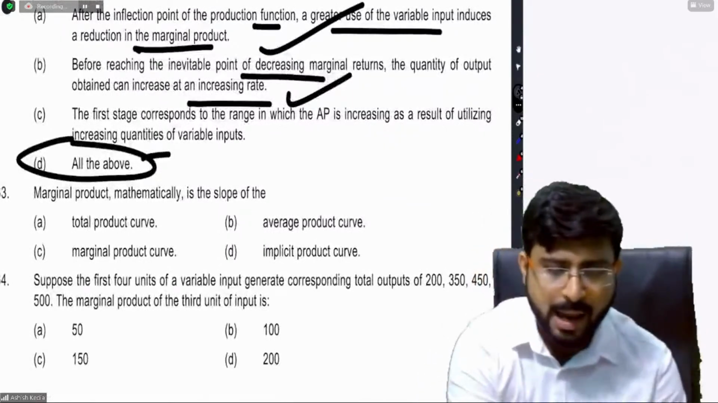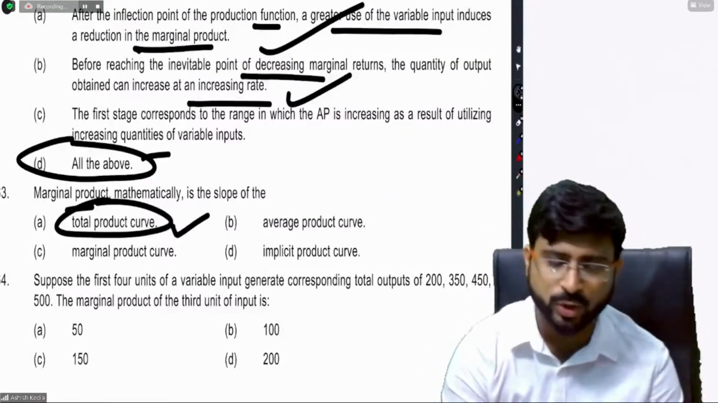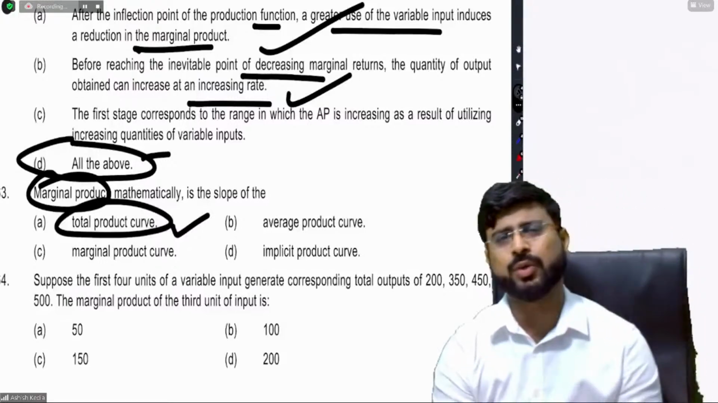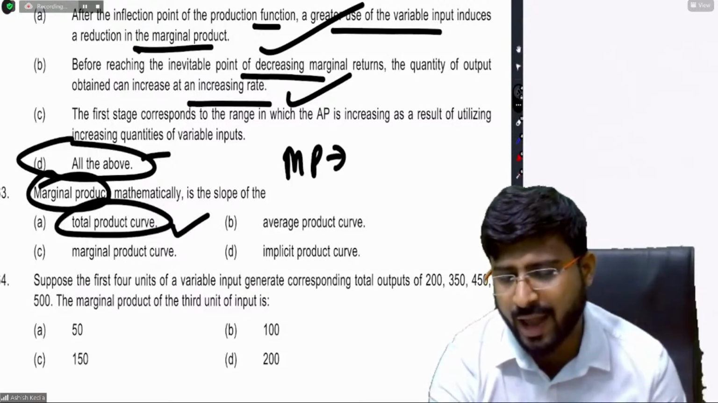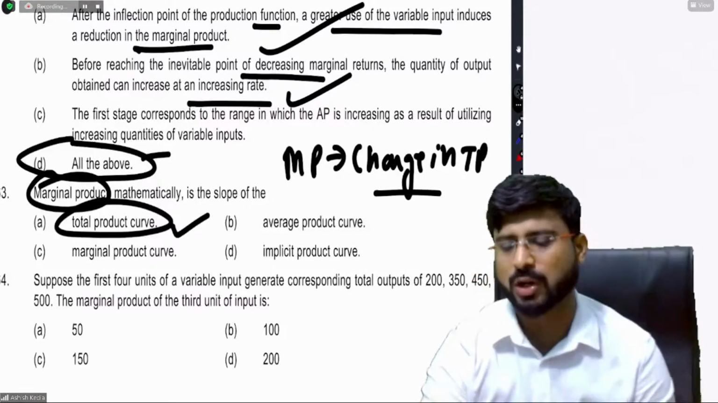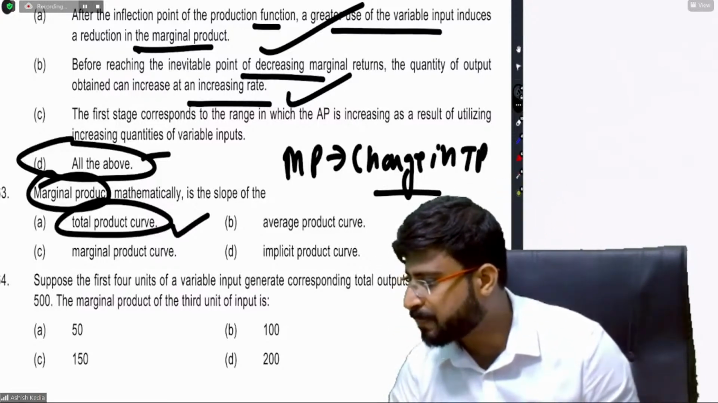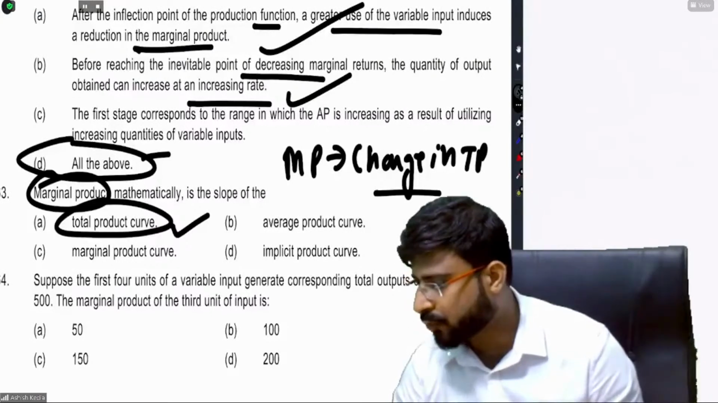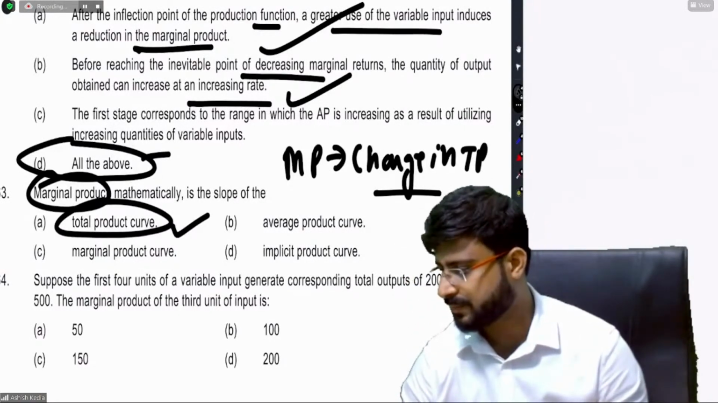MP is the slope of TP because if you differentiate total product equation, you get marginal product equation. So remember, MP is nothing but the change in total product. So MP is the slope of total product. MP reflects change in total product and hence MP is the slope of total product. I hope it's crystal clear, everybody.